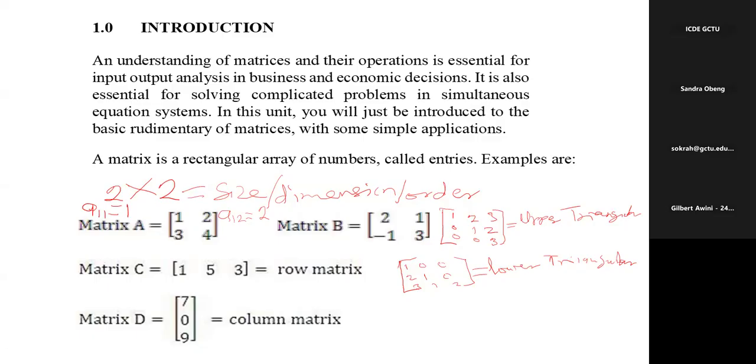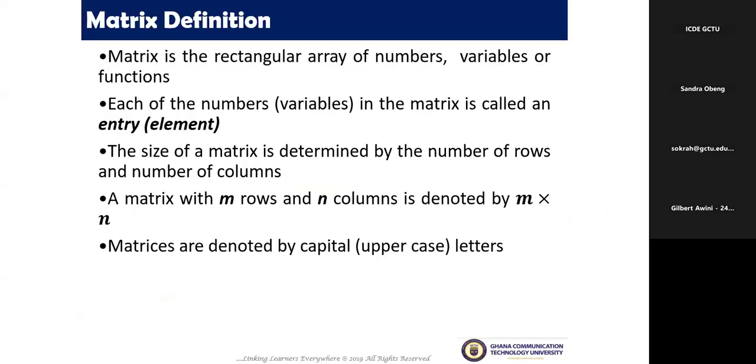So that is what we mean by that. Now we can define a matrix: it is a rectangular array of numbers, variables, or functions. If I ask you to define a matrix, you should be able to define it. Then you should be able to name the members of the matrix, and we say they are called the entries or the elements of the matrix. If I ask you to determine the size of the matrix, you should be able to determine it using the number of rows of the matrix by the number of columns of the matrix.